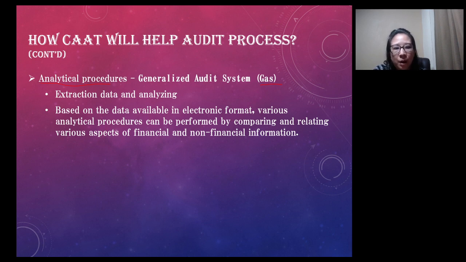So the difference from the previous tools is that, in the previous tools, the tools help us to reperform again, like doing the simulation again. But in the analytical procedure, the tools will extract the data first. So the data will be extracted and then analyzed. The analysis is the same as when we do a query. And okay, the most common tool used in the analytical procedure is Audit Command Language, or in short, ACL.